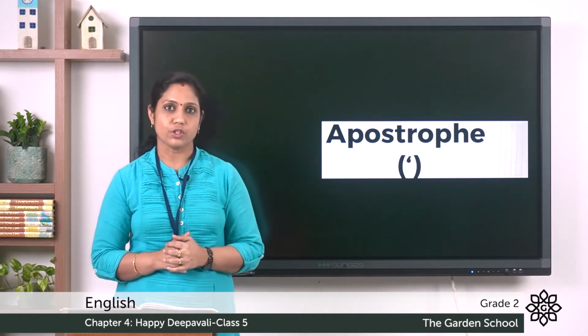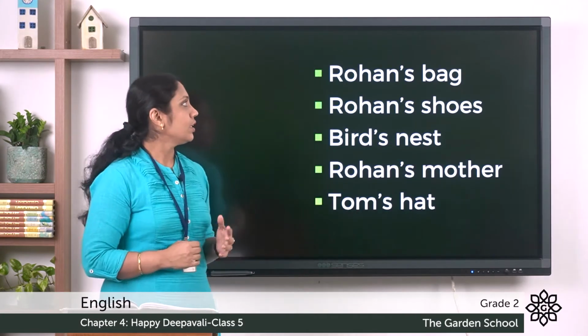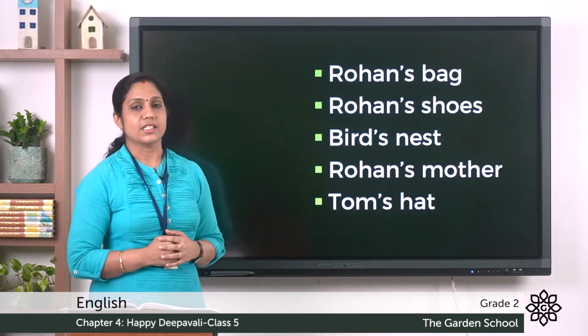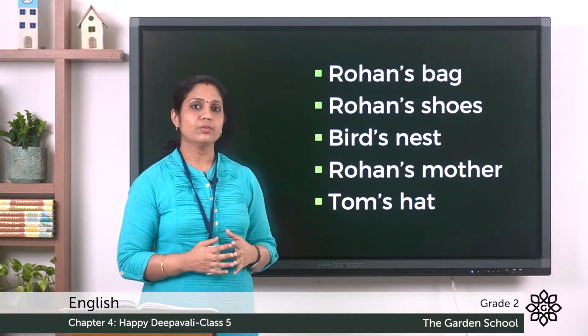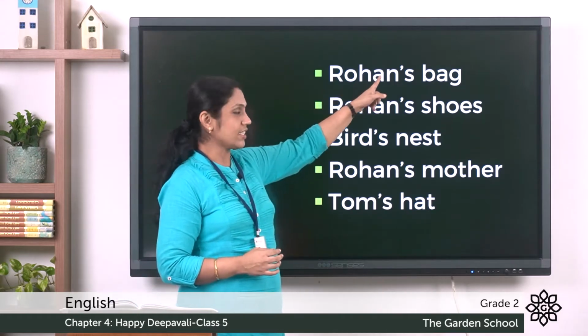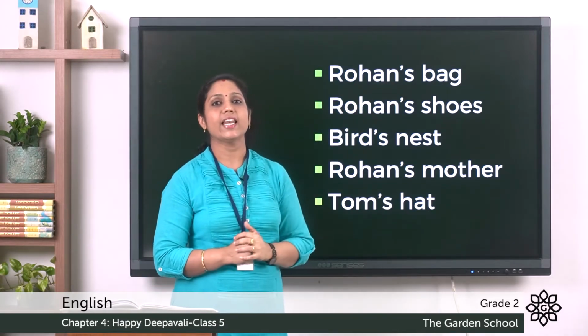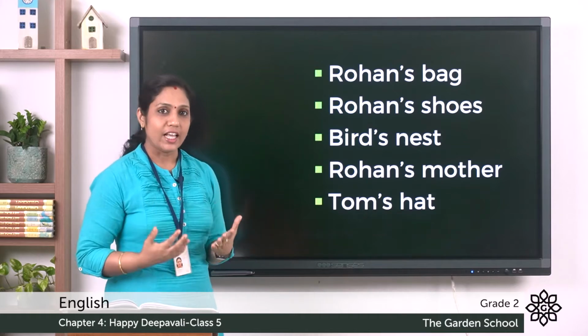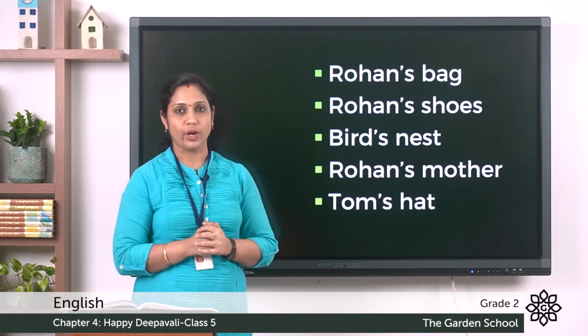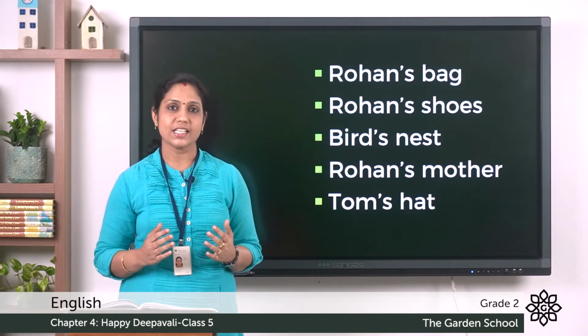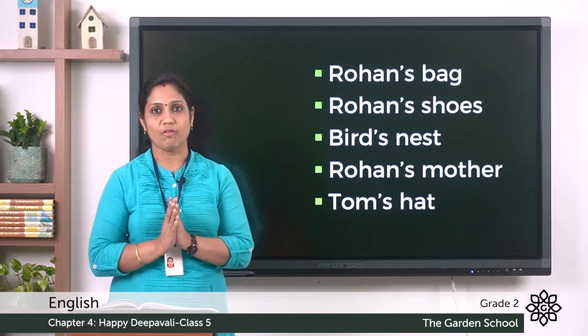So, what is an apostrophe? Let's look at these sentences. You can see here, Rohan's bag. Here, an apostrophe is inserted and after that, an S is written. That means Rohan's bag. The bag belongs to Rohan. So, apostrophe tells us that something belongs to someone.